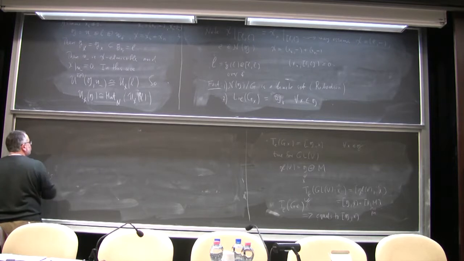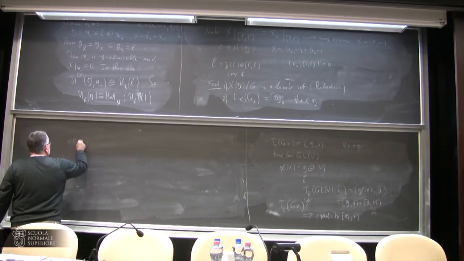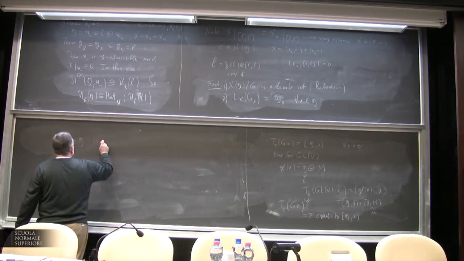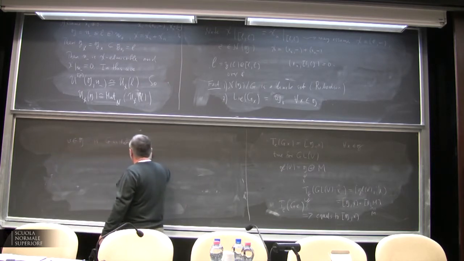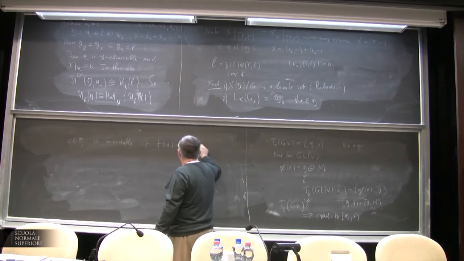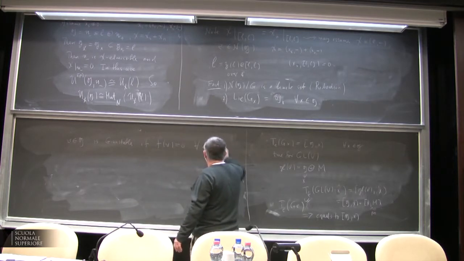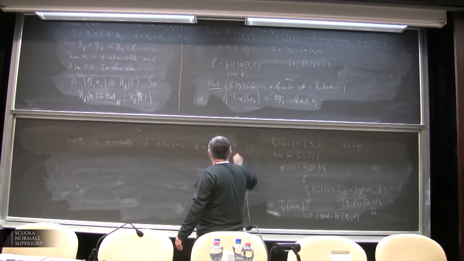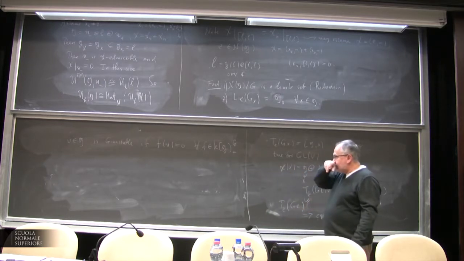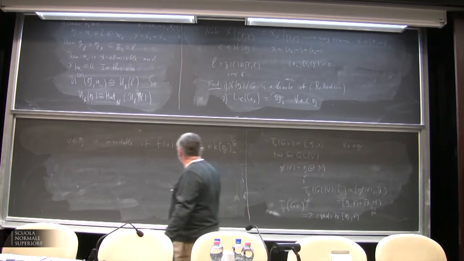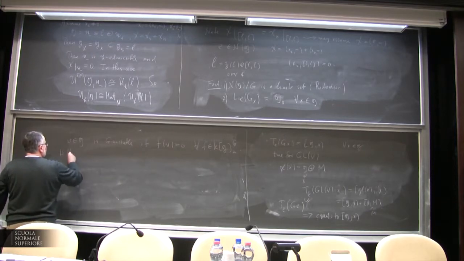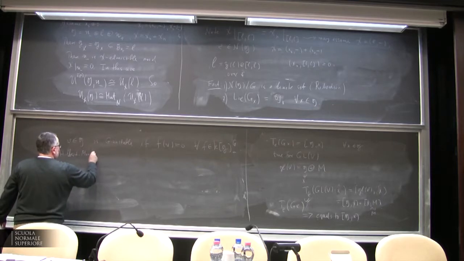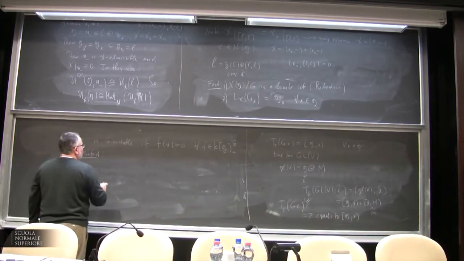How do you say v in g is G-unstable if F of v is equal to zero for all F invariant polynomials, and they should have positive degree. So that's a basic notion of invariant theory. Now, one knows by the Hilbert-Mumford criterion that v is G-unstable, because G is a reductive group, holds for any reductive group.